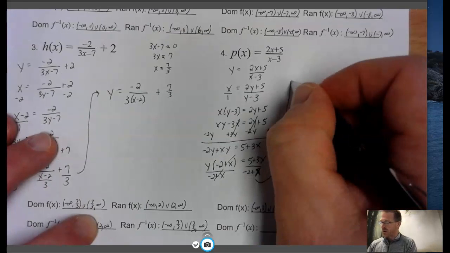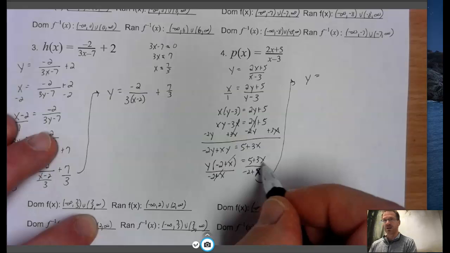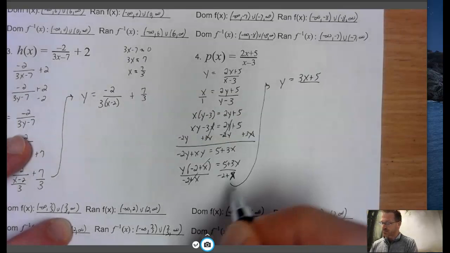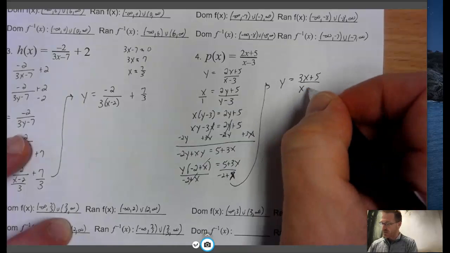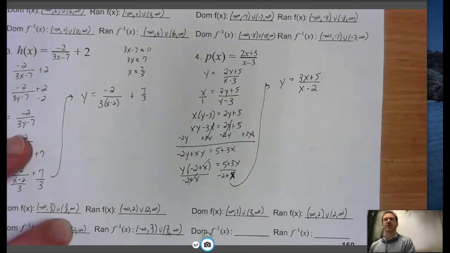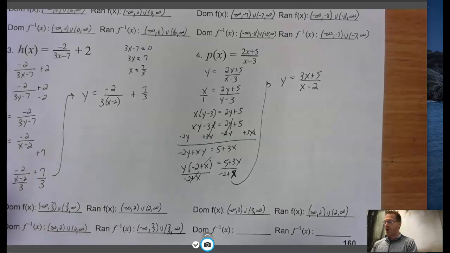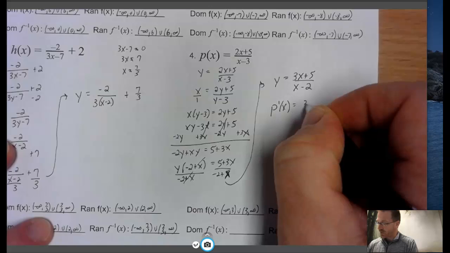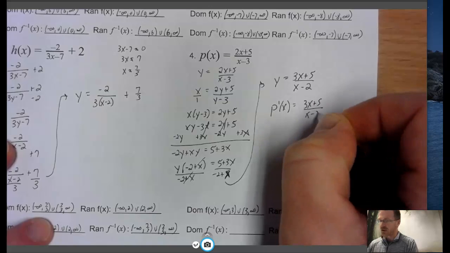Now, if I bring this up here, notice I get y equals. I'm going to write this in a different order and put the x term first. Same thing here, I'm going to just rewrite that. That's going to be x minus 2. And there's our inverse. So there's p prime of x equals 3x plus 5 over x minus 2.